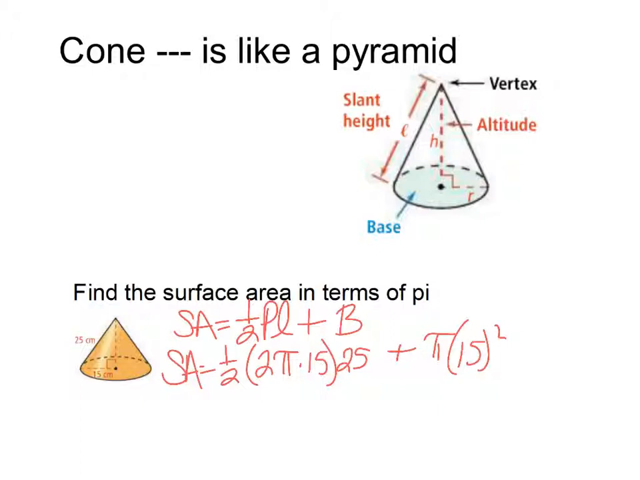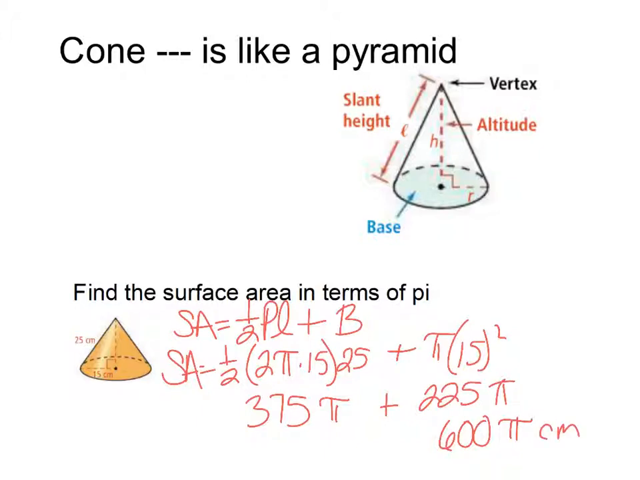Now I don't want to really just jump in and type this in my calculator because I don't want to get that pi in there, but I could at least just do the number stuff. I could do the 0.5 times the 2 times the 15 times the 25. But I have to stop there because of the plus sign. So I've got 375 pi. Plus, over here, 15 squared is just 225. So that's 225 pi. Add the 225 to the 375, and you end up at 600. My surface area on this is 600 pi centimeters squared.